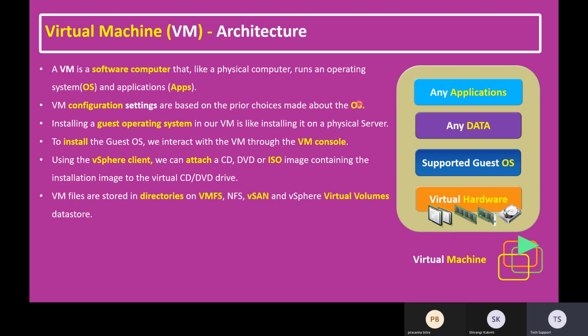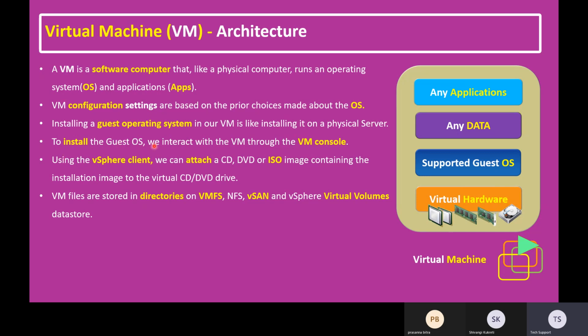Similarly for other operating systems, before installing any operating system, we need to verify the minimum requirement and the recommended requirement for CPU, memory, disk, and NIC, and accordingly we can plan to install the operating system. Installing the guest operating system in our virtual machine is the same as on a physical server. How we install on a physical server, mounting the ISO or using the CD DVD, the same way we can install a guest operating system.